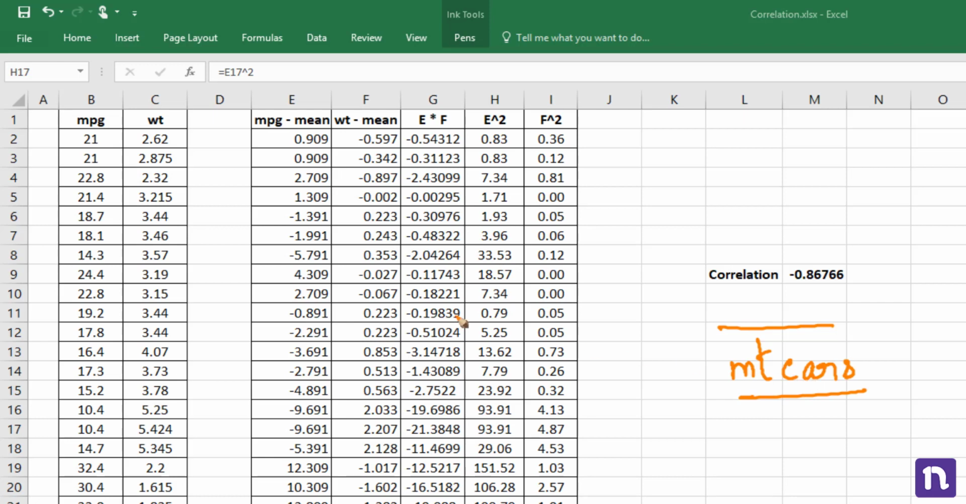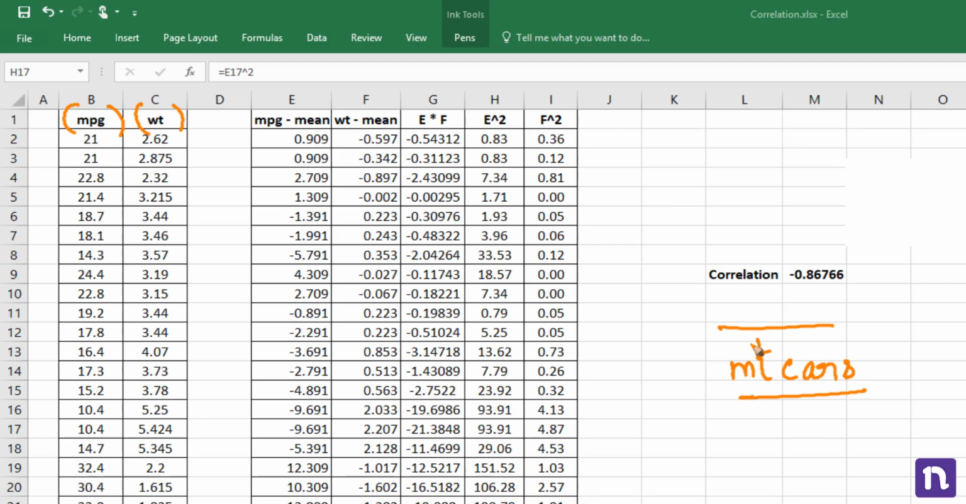Now from that dataset, I have taken two columns, the mileage of the cars and the weight of the cars. Now I want to compute the correlation between MPG and weight. How to do that? If you remember the formula, covariance of X and Y divided by standard deviation of X and standard deviation of Y. This is the formula for correlation.